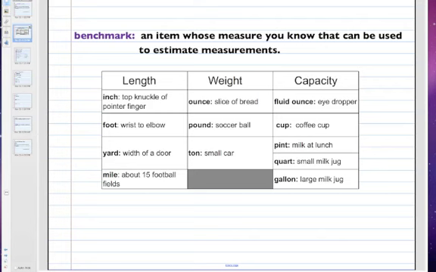And so we taped this benchmark chart into your vocabulary portion of your notes to help you use it to estimate measurements of various items. So I want you to take a couple of moments to review this chart before we move forward. Press play when you're ready.